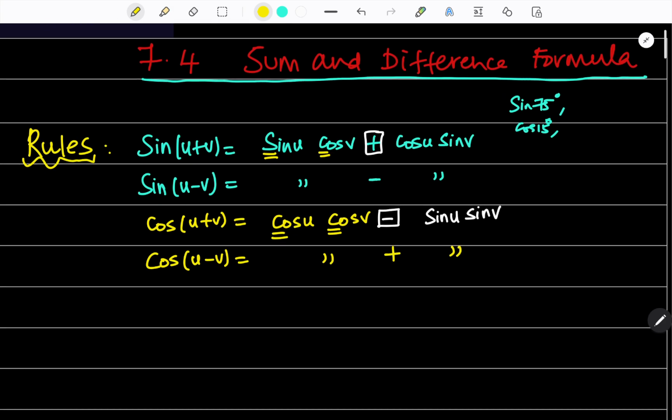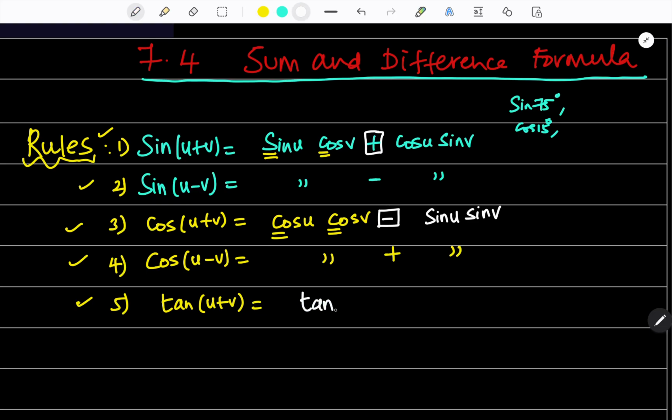Right. So in total I said 6 rules. So rule number 1, rule number 2, 3, 4. The first two rules are connected with sine of u plus v and sine of u minus v. The next 2 rules are connected with cosine of u plus v and cosine of u minus v. The next rule, which is number 5, right? Tan of u plus v. What is tan of u plus v? Tan u plus tan v divided by 1 minus tan u times tan v.